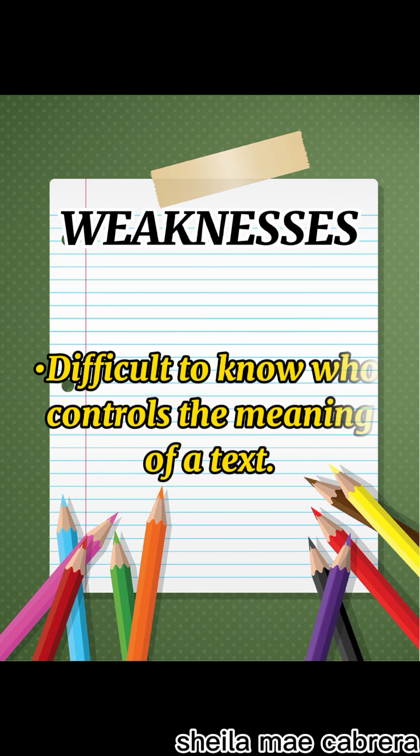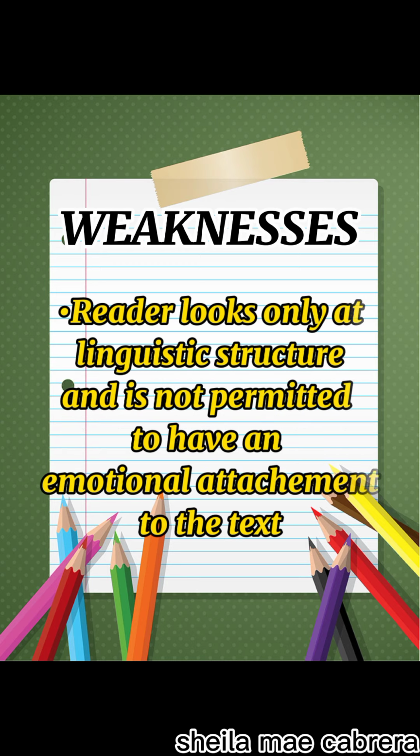Weaknesses of structuralism. It is difficult to know who controls the meaning of a text. It is difficult to know in a way that the meaning of a word or text depends upon how we interpret every text. The reader looks only at linguistic structure and is not permitted to have an emotional attachment to the text. Readers will only study and focus on how a text was formed without giving opinions and reactions toward the language.